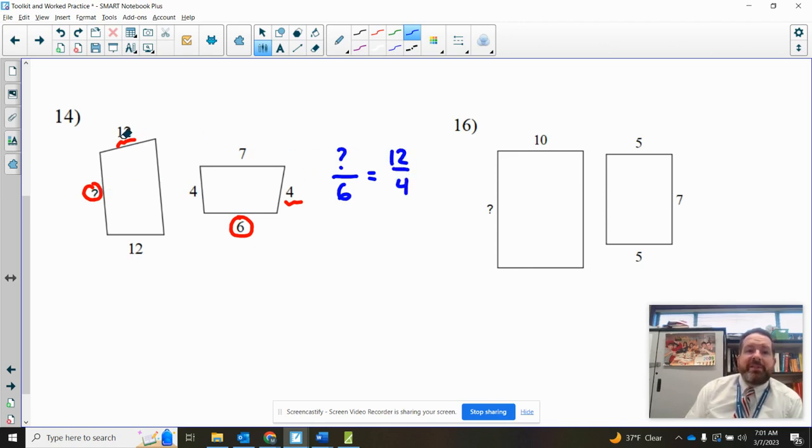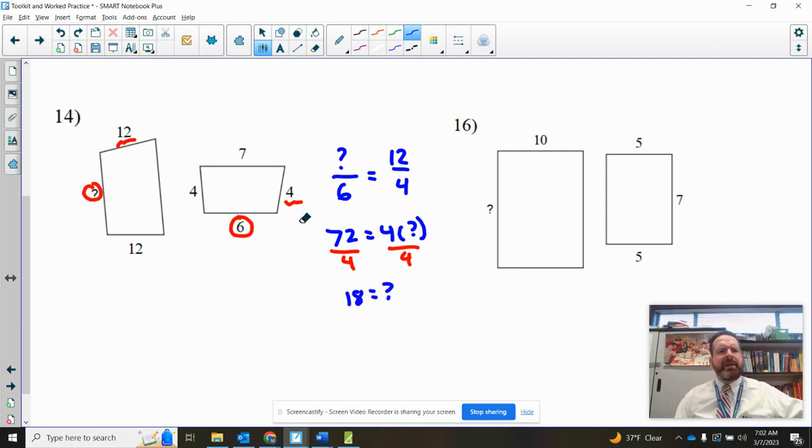So question mark is on the top. That means 12's got to be on the top in the second fraction. Cross multiply. 6 times 12 is, that's 72, right? Yeah, okay. So 72 is equal to 4 times question mark. Divide by the 4. And 72 divided by 4 is 18. So that question mark number that we're after is 18. Does that seem reasonable? I'm going to say it does. It's certainly bigger than what we started with. And if that's 12, I can buy that that's 16.